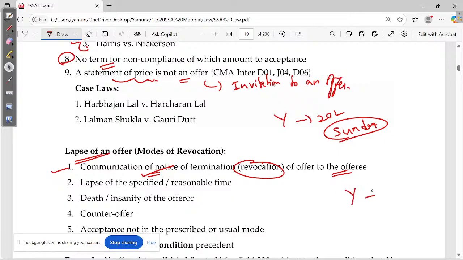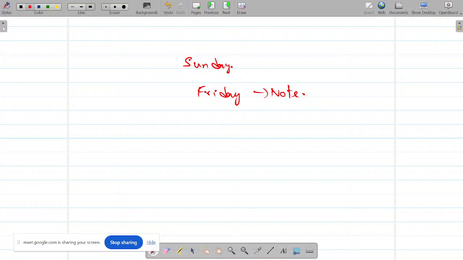I'm saying that I'll be selling the car for 20 lakhs. Before you accept it, I don't want to sell it. There may be some personal reasons of mine. I don't want to sell the car to you. Please remember, I gave you till Sunday to give the acceptance. It is today, Friday. I am sending a note that I don't want to sell my car. And you did not accept it. Because if you accept it, it becomes a promise, and then I have to fulfill that. On Friday, I am sending a note: I don't want to sell my car.